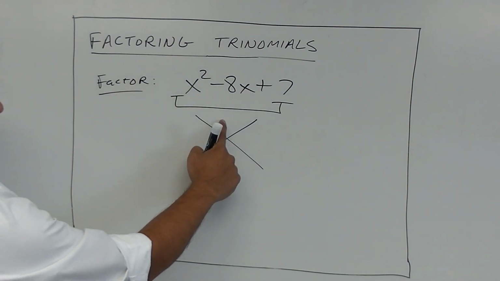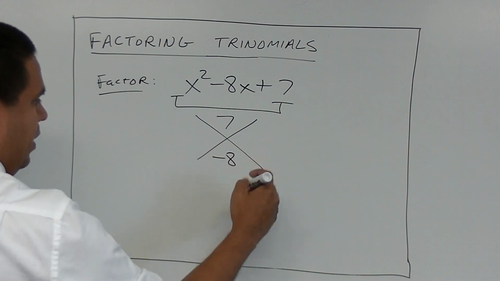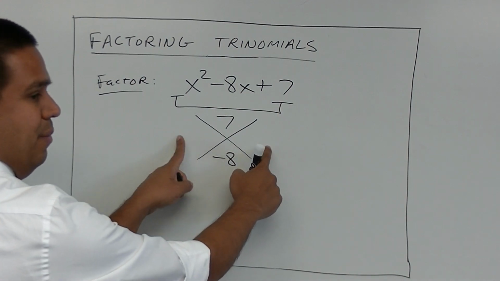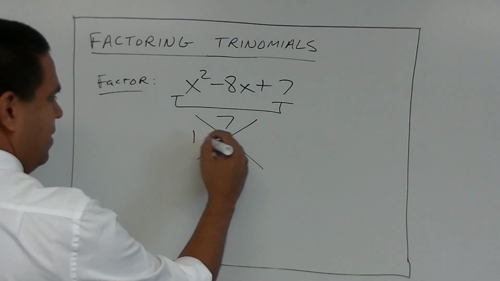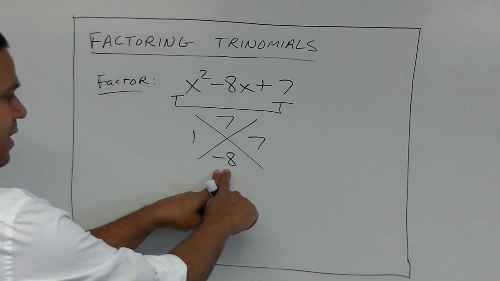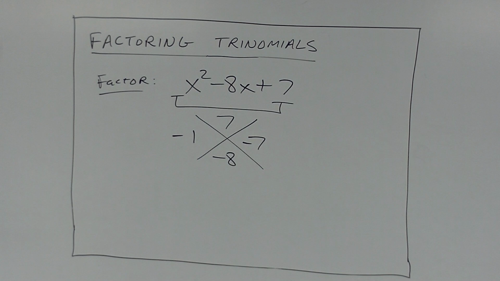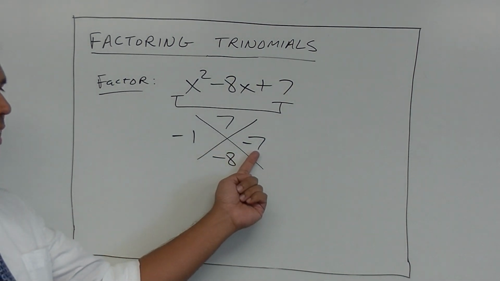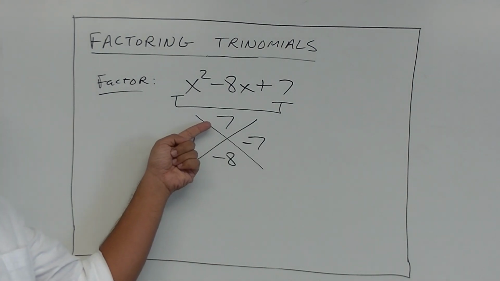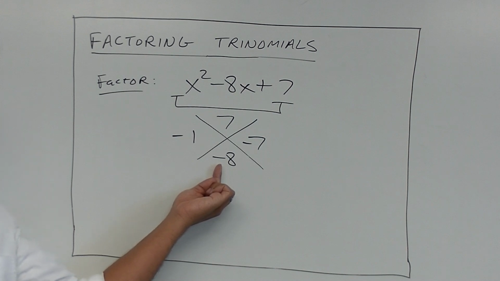What goes here? 7. Good. Negative 8. So when we multiply two numbers, we get 7. What two numbers? 1 and 7 multiply to get 7, but negative 1 and negative 7. So they're both negative in this case, right? Because negative times negative is a positive, but when we add them, we add and keep the sign. And it still stays negative. So it's negative 8.